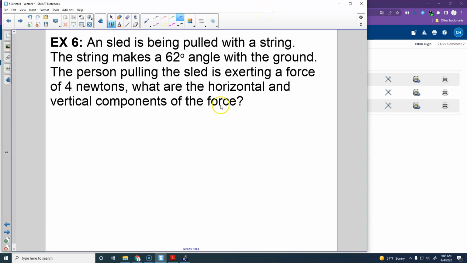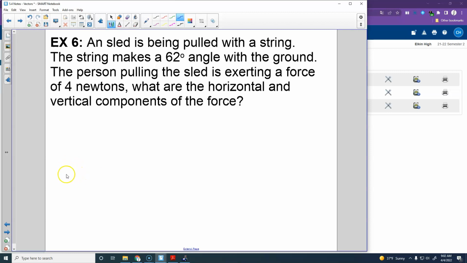So, it's interesting stuff. Alright, so this time we've got a sled. The sled is being pulled with a string. The string makes a 62-degree angle with the ground. The person pulling the sled is exerting a force of 4 newtons. What are the horizontal and vertical components of the force?